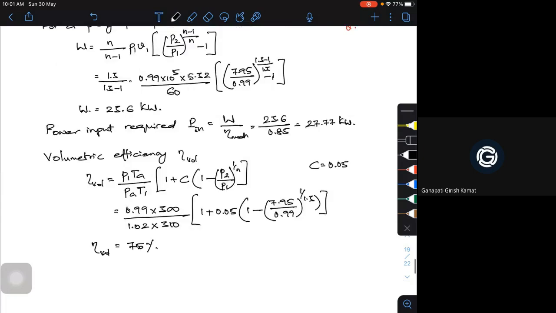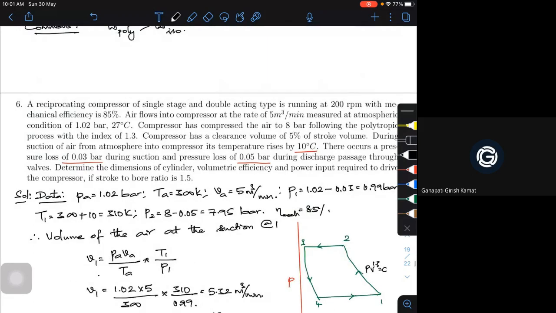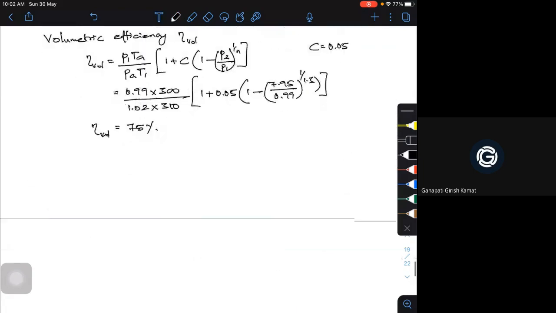Now if you go and see here, this particular problem is a single stage double acting type. So the stroke volume per cycle will be 5 divided by 2, double acting. That means 2.5 meter cube per minute divided by speed N, I'll be getting so many meter cube per cycle. If this would have been a single acting type, it will be directly 5 divided by N. I'll write that also.